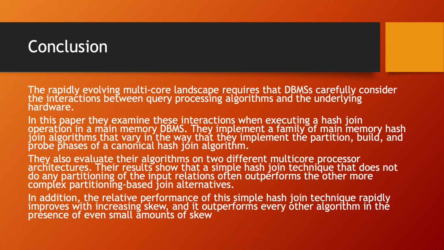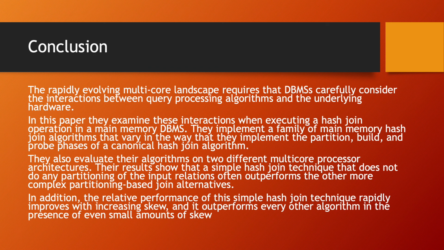Let's look at the conclusion. The rapidly evolving multi-core landscape requires that DBMSs carefully consider the interaction between processing algorithms and the underlying hardware. In this paper, they examine these interactions when executing a hash join operation in a main memory DBMS. They implement a family of main memory hash join algorithms that vary in the way they implement the partition, build, and probe phases of a canonical hash join algorithm.